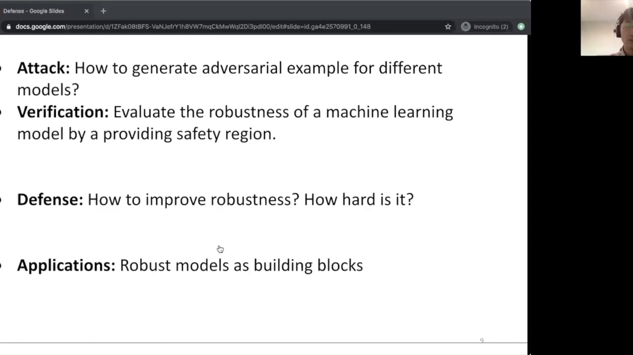And an important area in this community is adversarial defense. So basically, we know how to generate those bad examples. We know how to give you safety regions, and we try to train a model with better robustness. And finally, there are some applications. So we can use those kinds of robust models as building blocks for other applications.